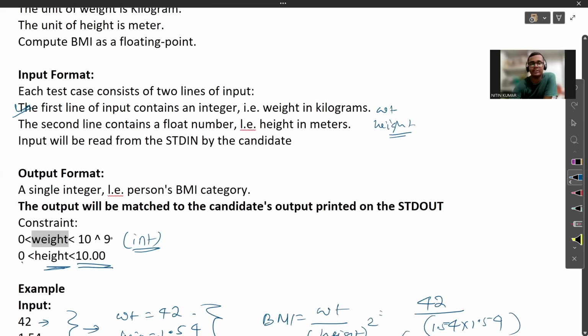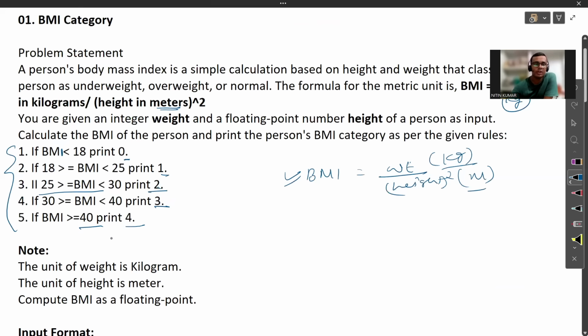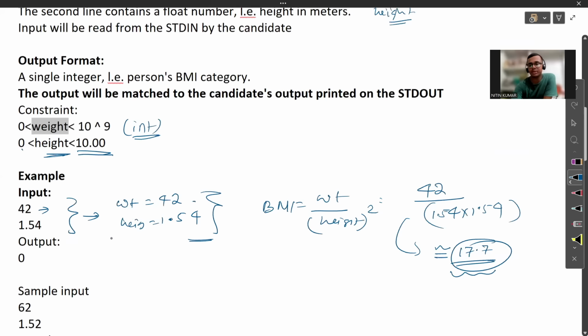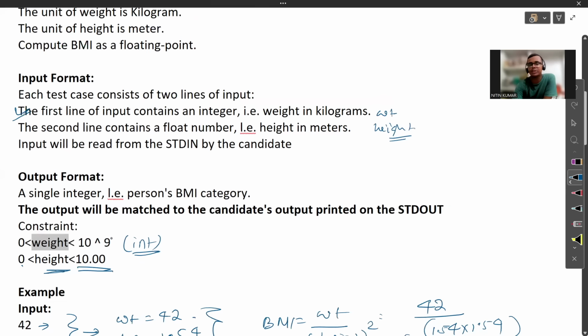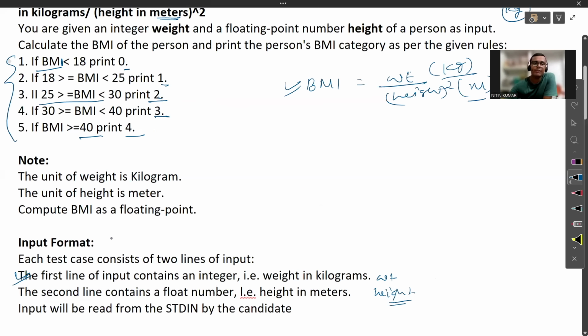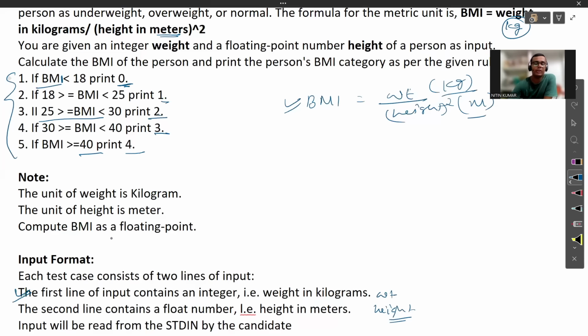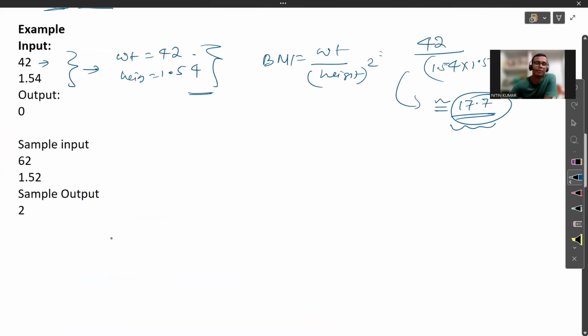Now, what will be its range? Let's calculate from here. He will lie in the very first range, where BMI is less than 18. Currently my BMI for this person is coming as around 17.7. So what will be his category? His category is 0. So what we have to return? We have to return 0.